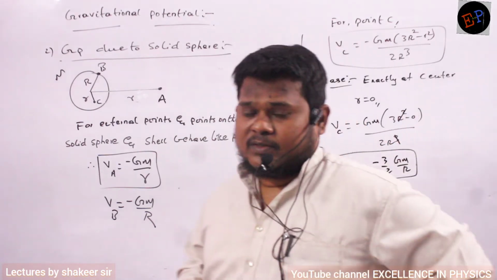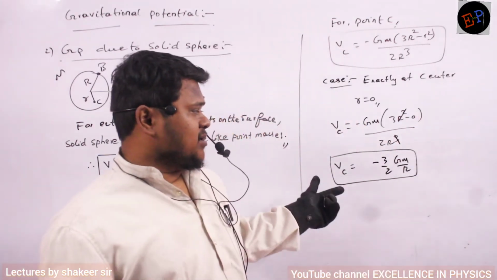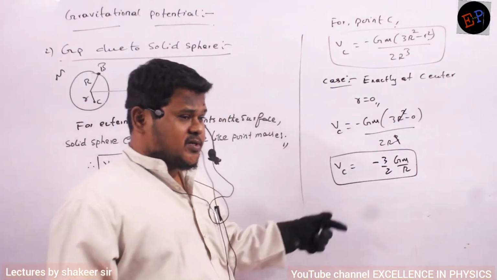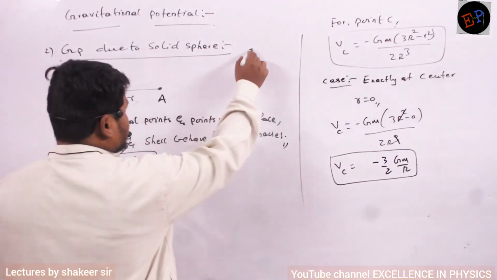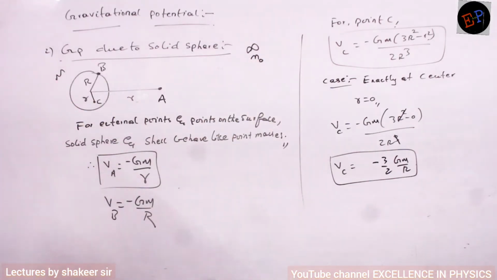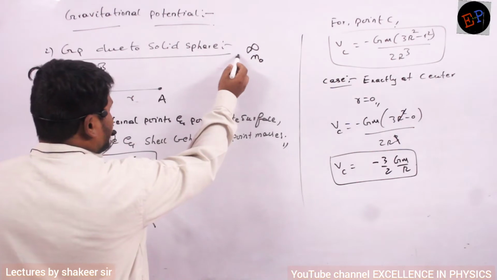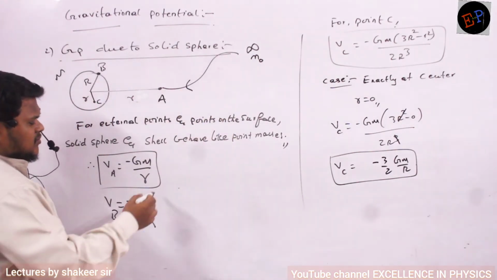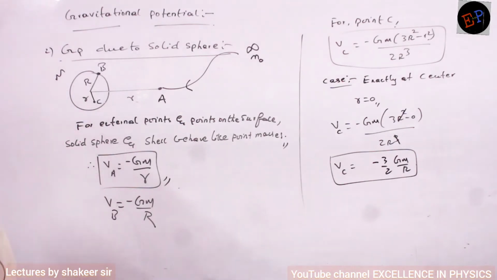So what is meant by this much potential at the center? Think about that also for a moment. What is meant by this potential? It means that consider there is a point mass exactly at infinity. I want to bring this point mass from there to this point. Then how much work do I have to do? This much amount of work I have to do. That is the meaning of this.